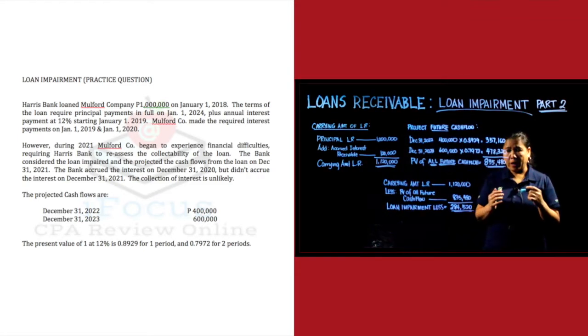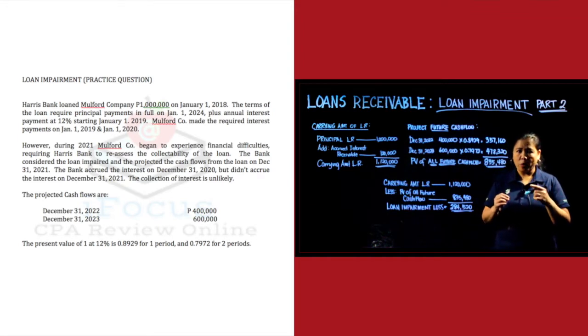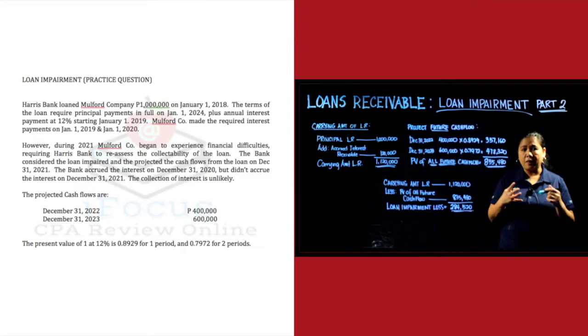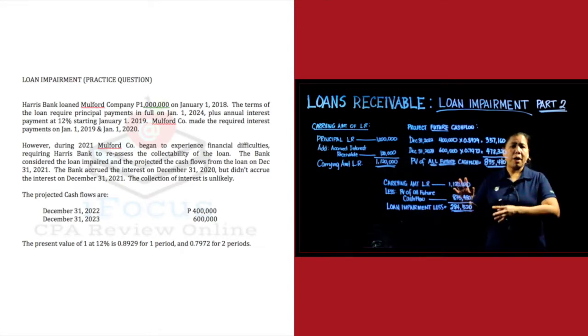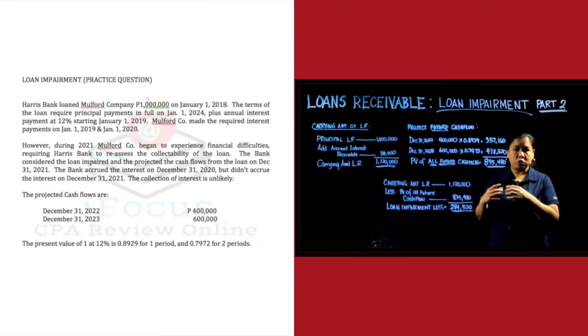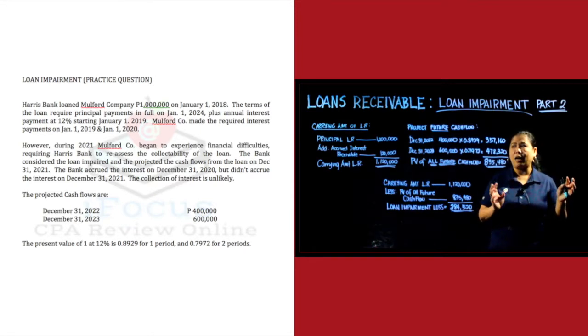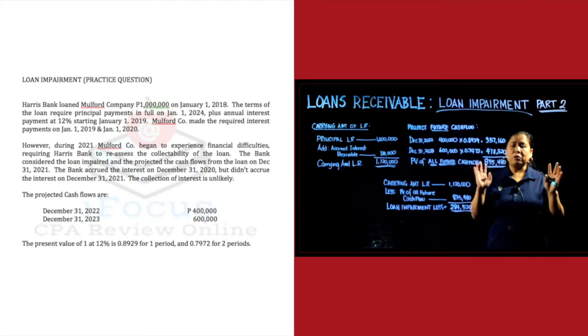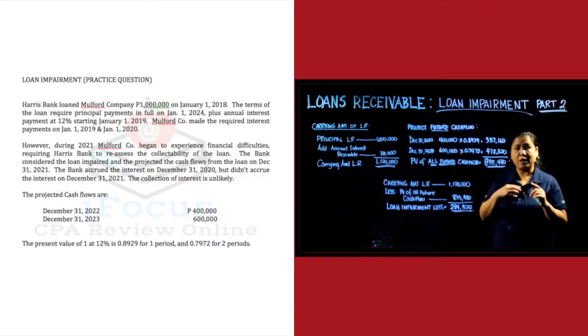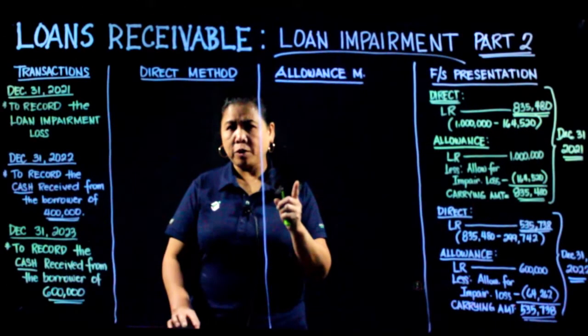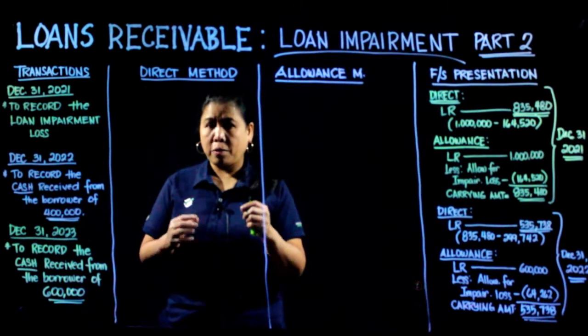We have two ways to journalize our impairment loss. And one of the ways is what we call direct method. Yung isa is the allowance method. I will make some columns for these two methods and then the financial statement presentations at yung transaction para makita mo side by side kung paano natin gino-journalize using those two methods. Alright, ganito po natin i-record ang loan impairment loss.